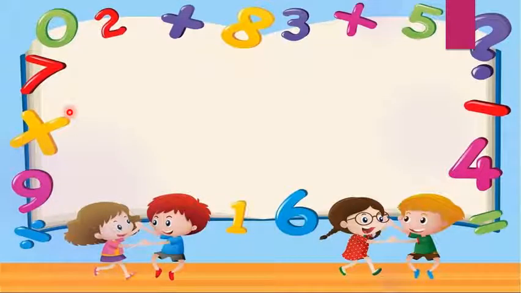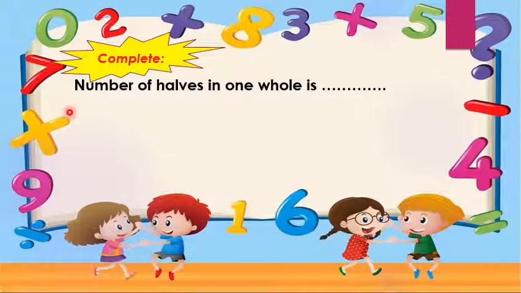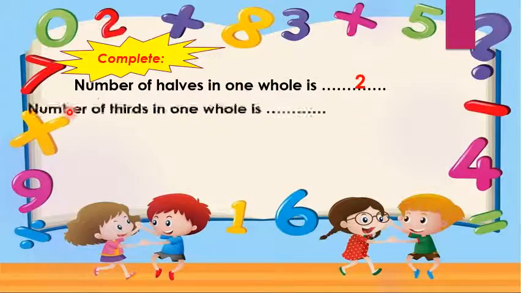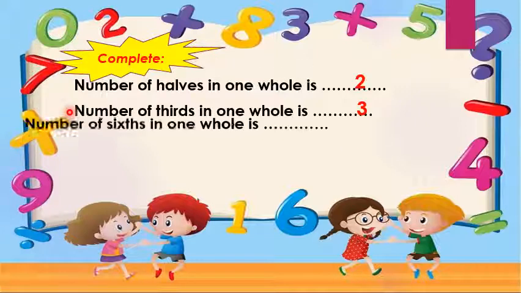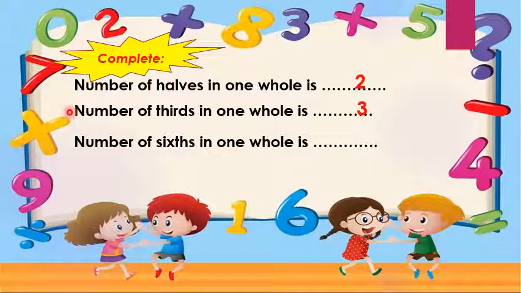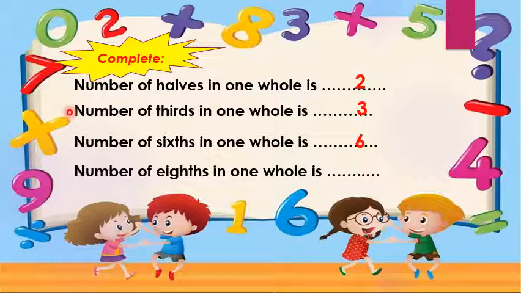Now we will complete. Let's go to see the first question. Number of halves in one whole. How many halves in one whole? Super, 2 halves. The next one. Number of thirds in one whole. How many thirds in one whole? Excellent, 3 thirds. How many sixths in one whole? Excellent, 6. Number of eighths in one whole. How many eighths in one whole? Super, 8 eighths. Excellent.